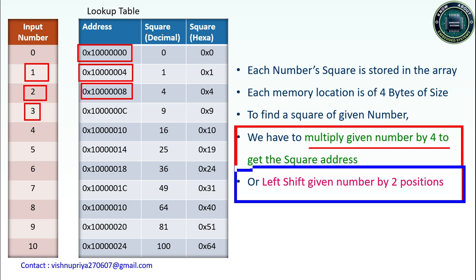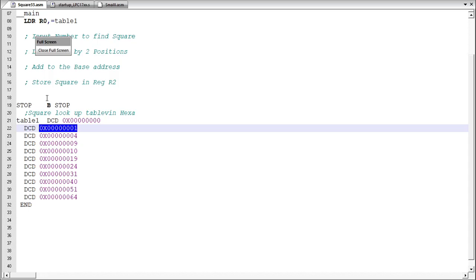The blue color which I have highlighted is the suitable logic we have to apply in the program to get the address. So once you get the address, you can directly fetch the data which is present in the memory. Okay, so guys, you can see here this is my lookup table.